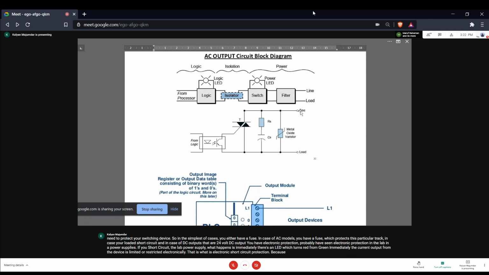Because ideally, if you short circuit a voltage source, the current drawn is infinite. Because ideally a voltage source has zero source resistance. But if you draw a very large current from any electronic device, it will simply burn out. So if the output module is short circuited, you need to limit the current so that your output module or the output interface is not destroyed. So you need some kind of a short circuit protection, which in the simplest of cases is a fuse, or which could be some kind of an electronic short circuit protection, which is built into this particular output interface.